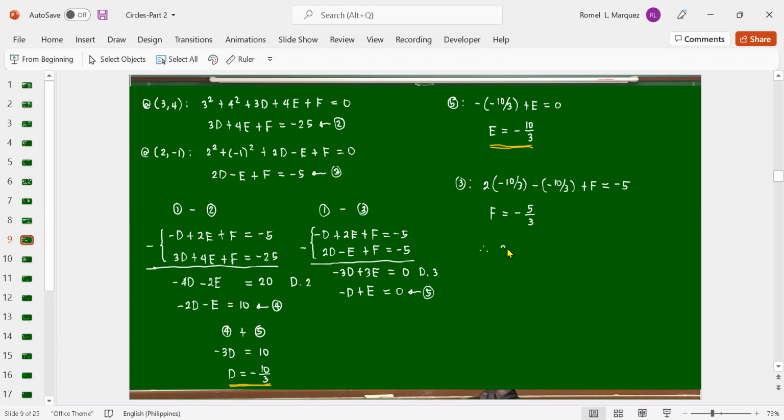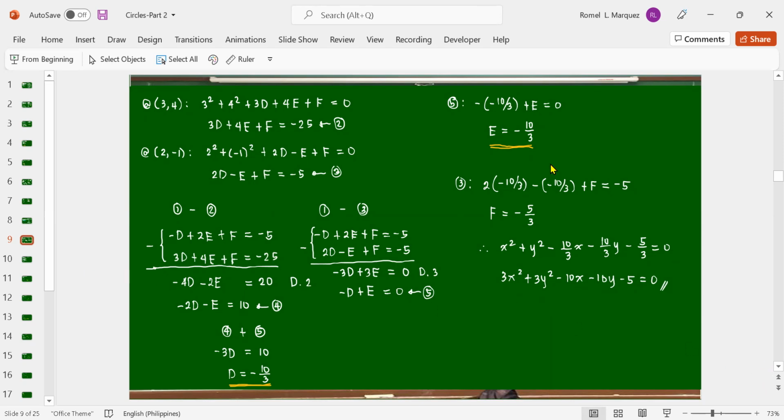Therefore, the equation of the circle is given by x squared plus y squared minus 10 over 3x plus negative 10 over 3y minus 5 over 3 equal to 0. Or multiplying by 3 each side, we get 3x squared plus 3y squared minus 10x minus 10y minus 5 equal to 0. Okay? So this is the equation of the circle.